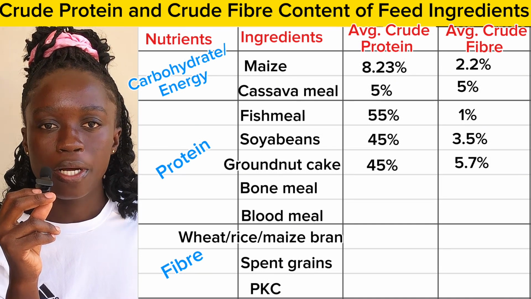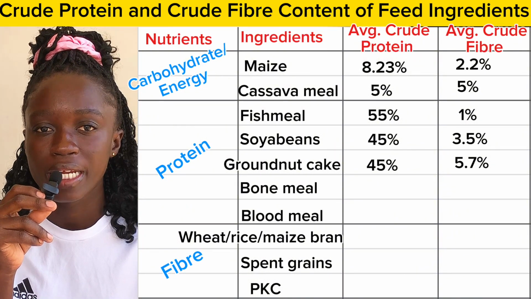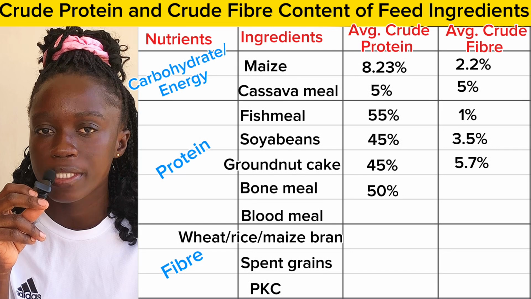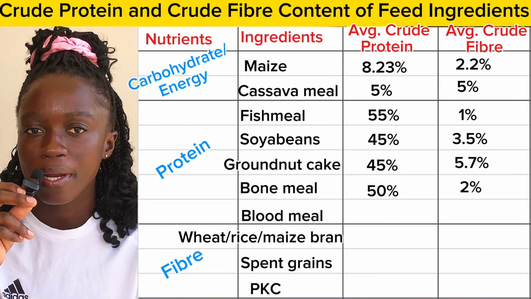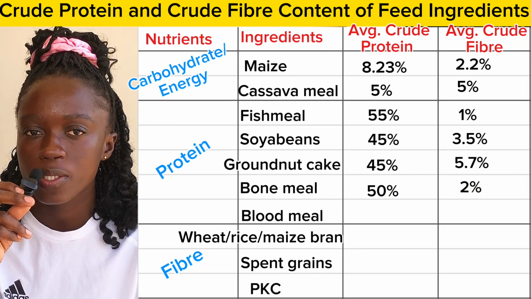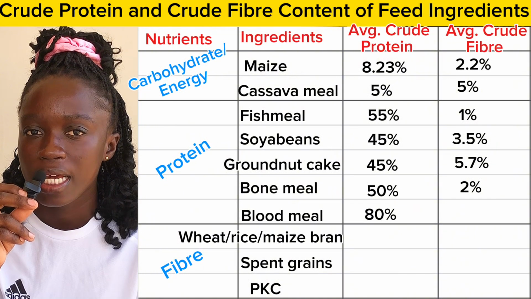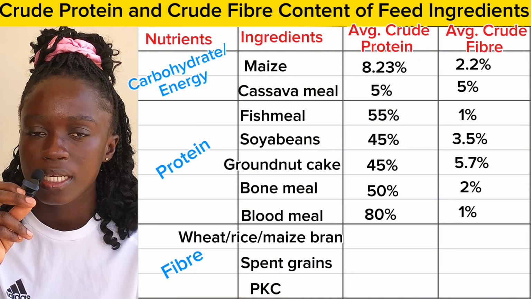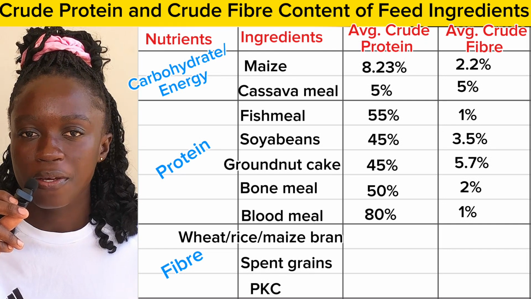Our groundnut cake has a crude protein content of 45% and an average crude fiber content of about 5.7%. Now let's look at bone meal. Bone meal has an average crude protein content of 50% and a crude fiber content of about 2%. And blood meal has a crude protein content of about 80% and a crude fiber content of 1%. So now let's move to our fiber ingredients.